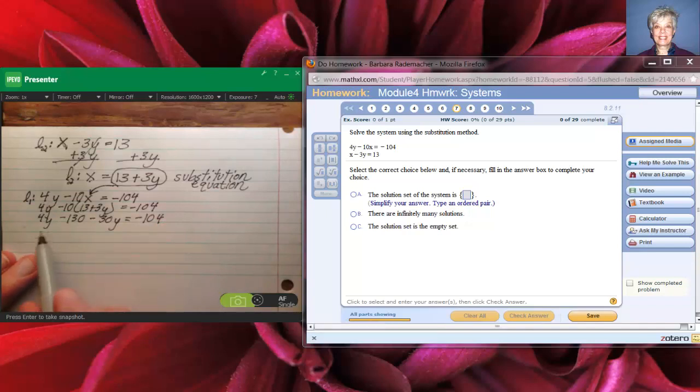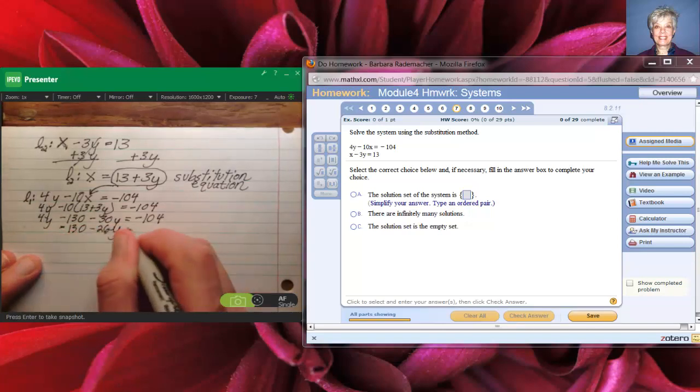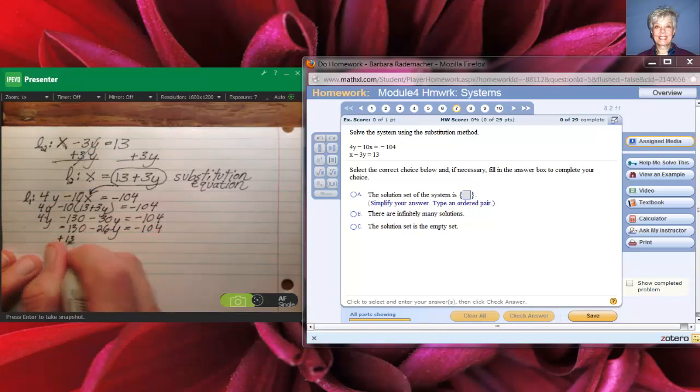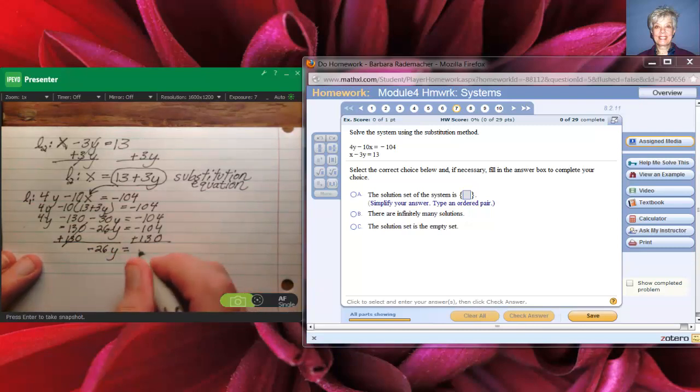Now I'll combine like terms. 4y minus 30y is negative 26y. Oh, I left my negative 130. Equals negative 104. And now I'm going to add 130 to both sides of the equation, so that this term will zero out and I'll be left with negative 26y equals 26. Negative 26. No, positive 26. The bigger number is positive.